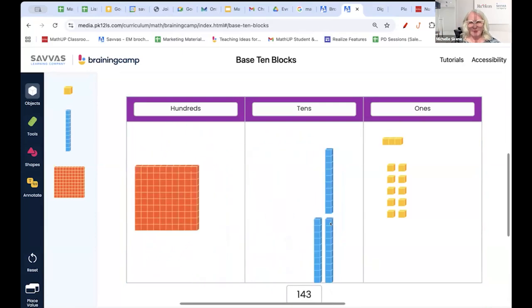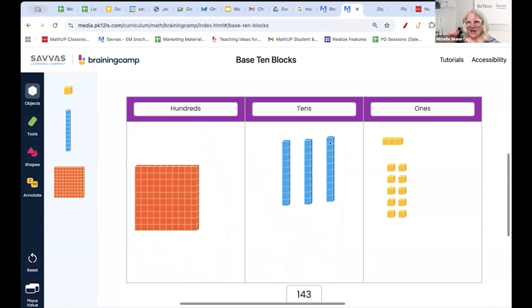I'll just kind of explain Brainingcamp Live. What Brainingcamp Live allows you to do is to actually assign an activity so that your whole class can see it. So if they're on a device, they would all see what I'm seeing right here. And I could then ask them a question. So I could go down here and say, okay, everybody, let's build the number 165 this time.